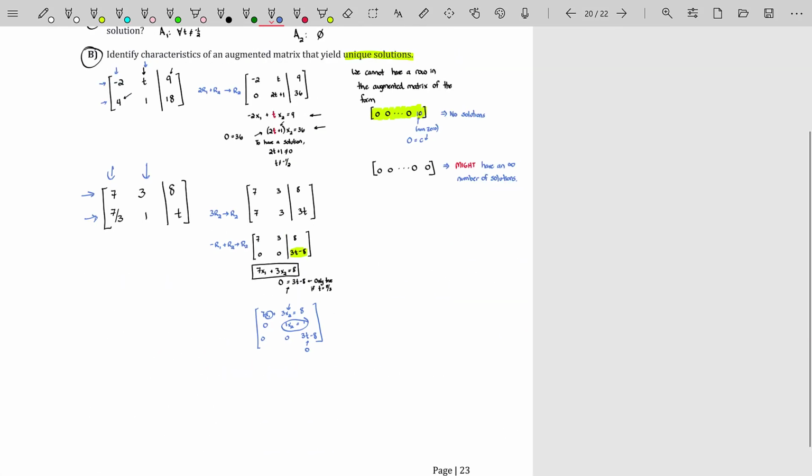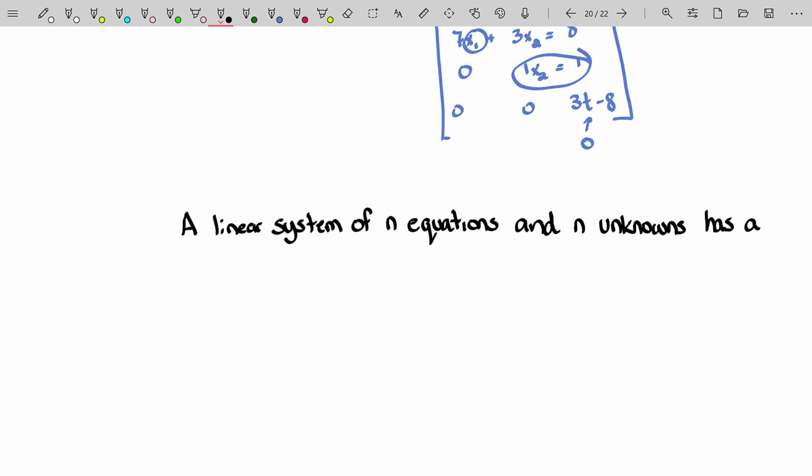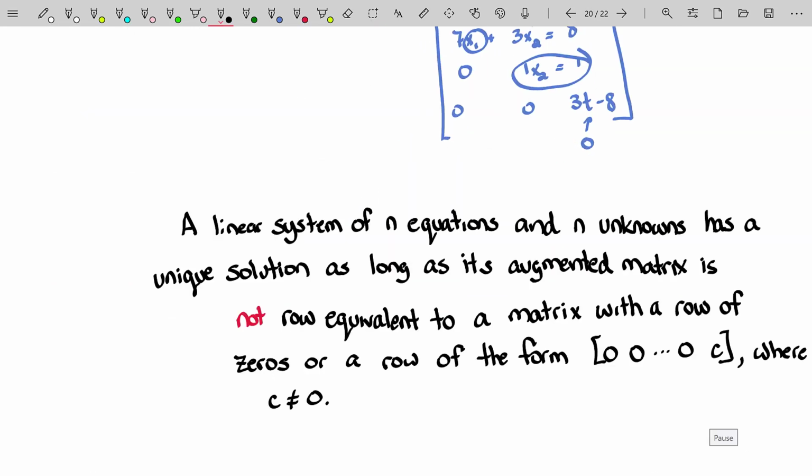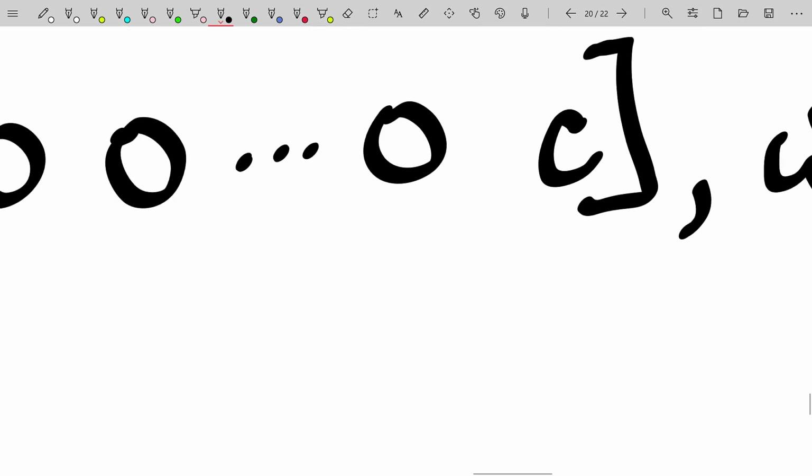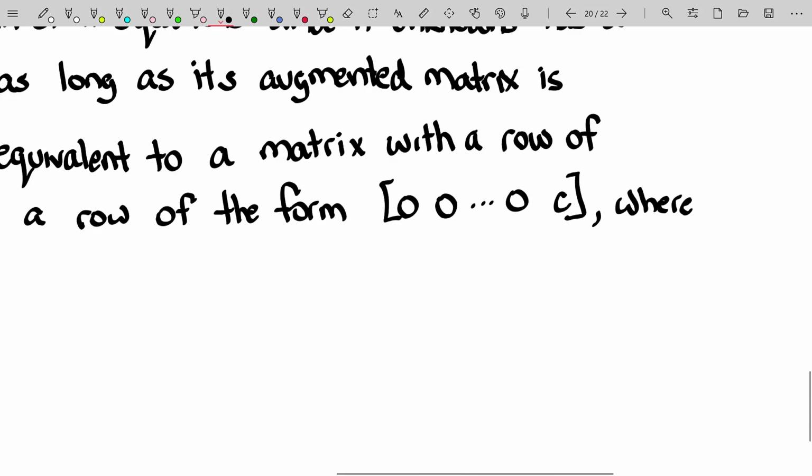Let me write that down actually, because I think that's important. A linear system of n equations and n unknowns has a unique solution as long as its augmented matrix is not row equivalent to a matrix with a row of zeros or a row of the form 0, 0, 0, 0, 0, C, where C is non-zero. That last piece right there would just tell us that 0 is equal to a non-zero number.